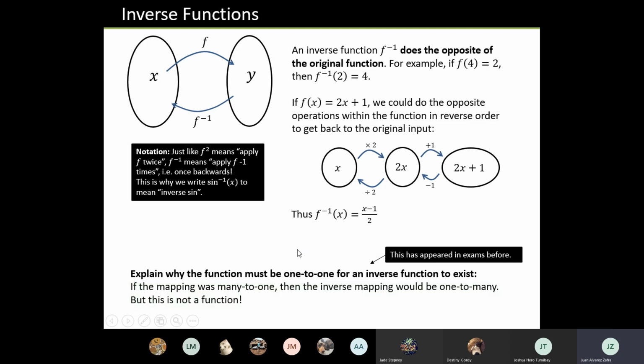Now, why must a function be one-to-one for the inverse to exist? And this is an important point. So a function can be one-to-one or many-to-one. But if it's many-to-one, we're expecting the inverse function to map that one back to many. And that means that it wouldn't be a function. So for a function to have an inverse, it has to be one-to-one. And if it isn't, you'll have to restrict the domain if it's many to one, so it is 1 to 1. Okay.